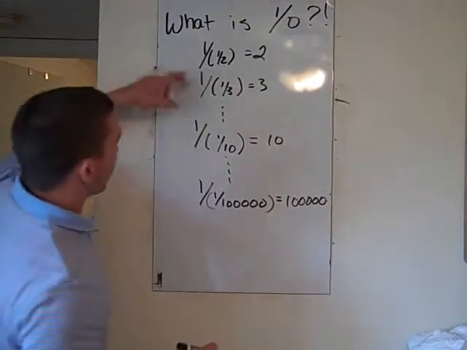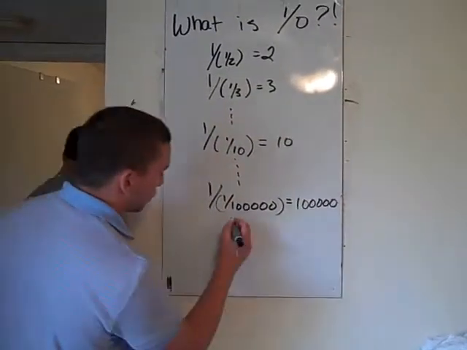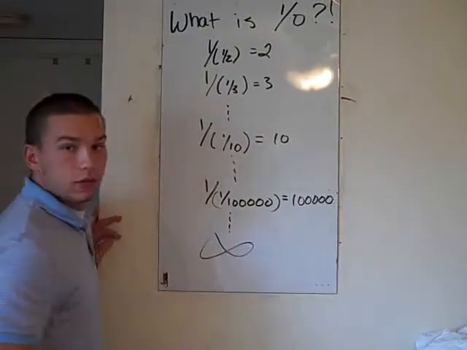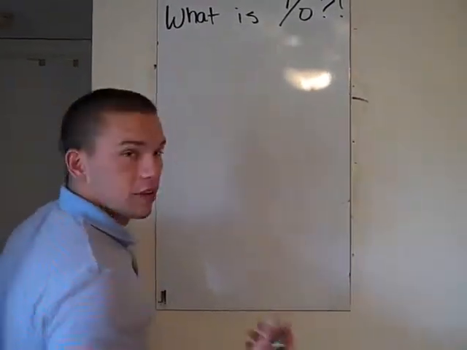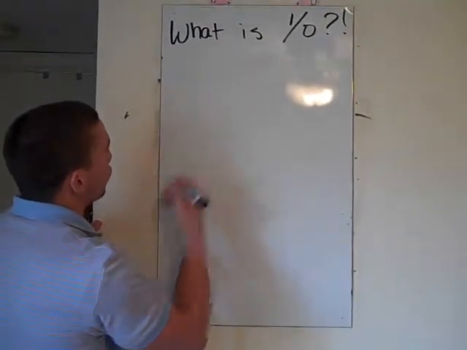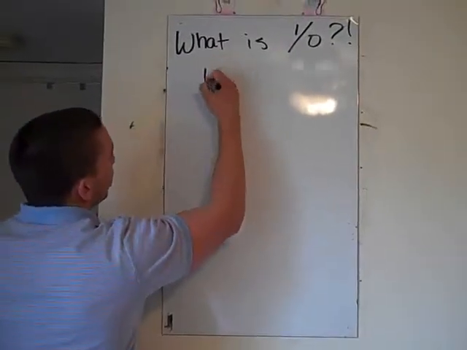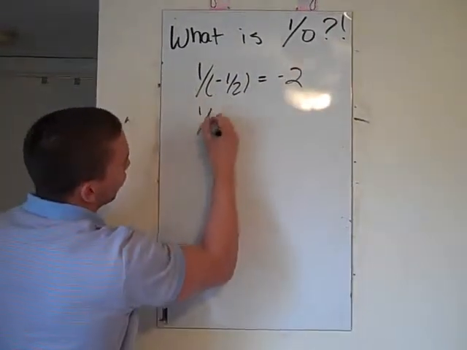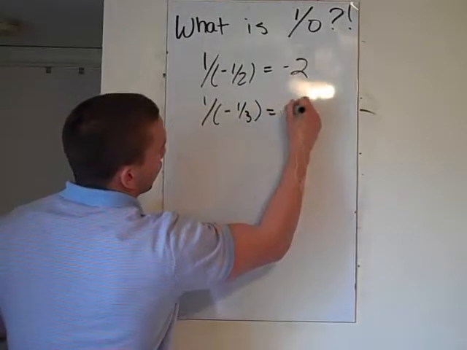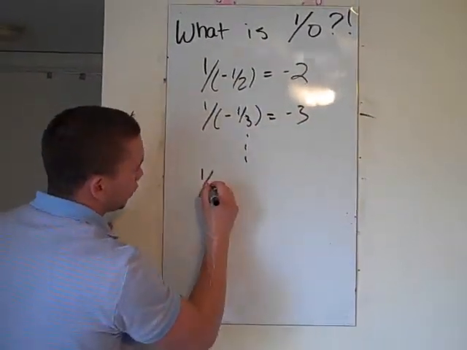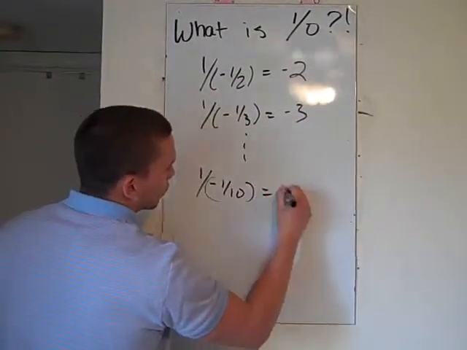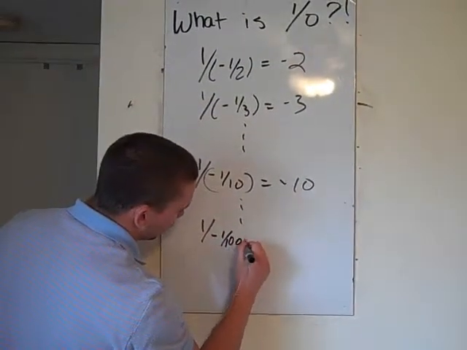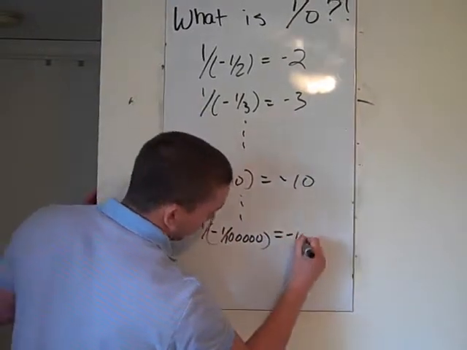Okay, and so what you can see is happening is as the denominator is getting closer and closer to 0, what's really happening is we're approaching infinity. So if we decide to take this from the negative idea, so we're going to approach 0 but from the negative side, we get the same kind of idea. So 1 divided by negative 1/2 is going to give us negative 2. 1 divided by negative 1/3 is going to give us negative 3. Okay, let's skip some numbers again. 1 divided by negative 1/10 is going to give us negative 10. Skip a lot of numbers. 1 divided by negative 1/100,000 is going to give us negative 100,000.